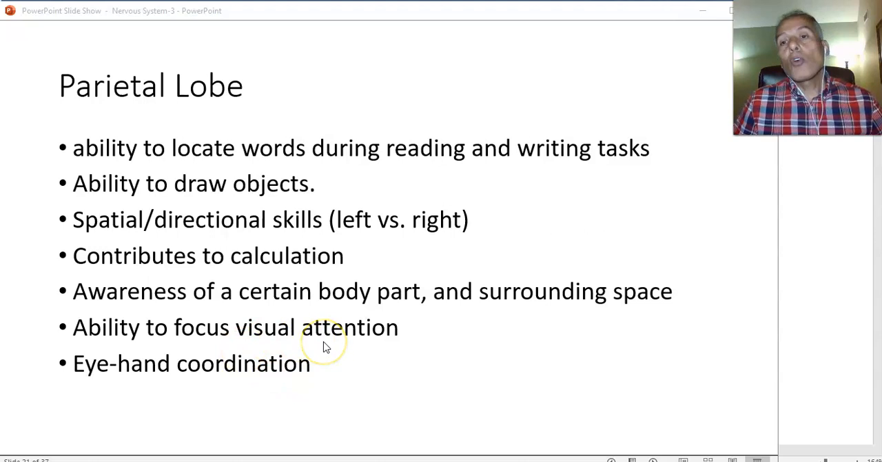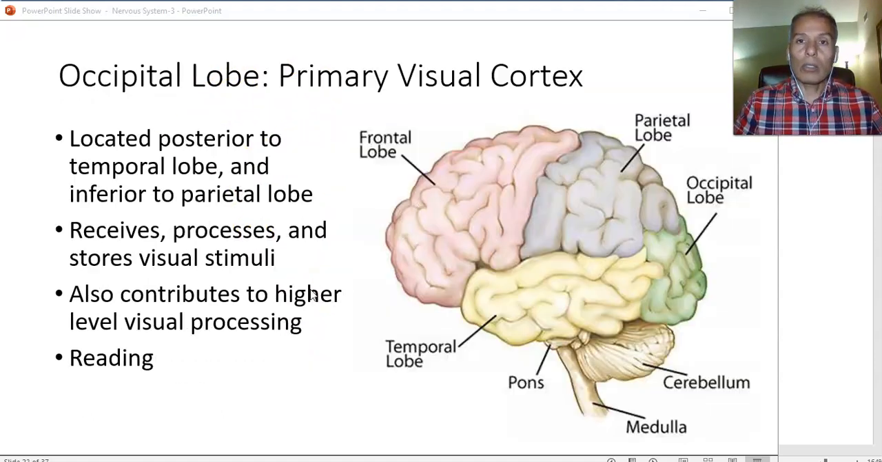The ability to focus visual attention, visual search, as you look and try to identify a word, or you are reading and focusing on particular words. Eye-hand coordination, like touch your nose, touch your eye, your forehead, touch your ears. You coordinate your eye movement with your hand movement. So if you can imagine, if there's damage to any part of the parietal lobe, any of these skills can also be lost.